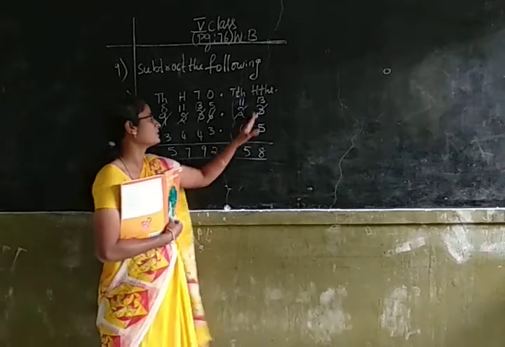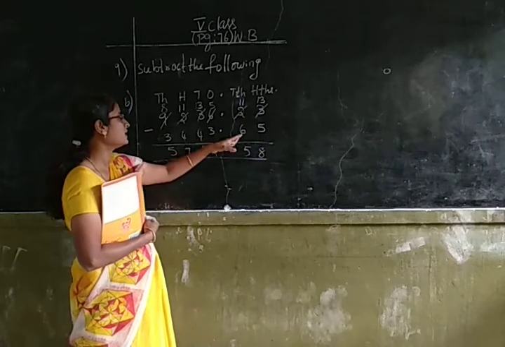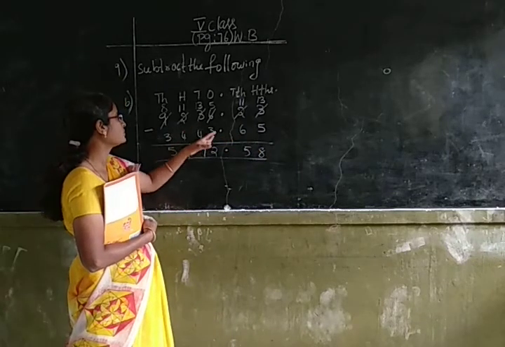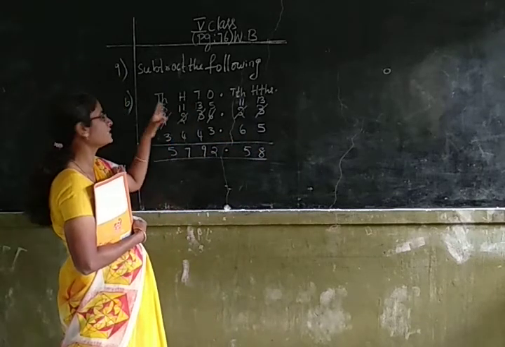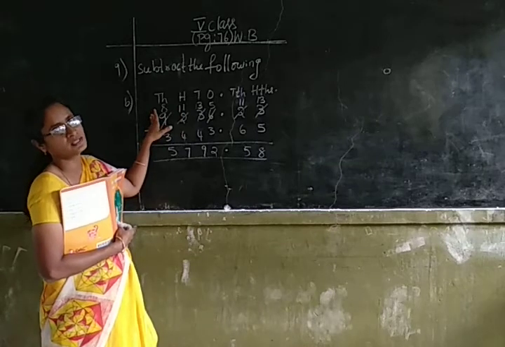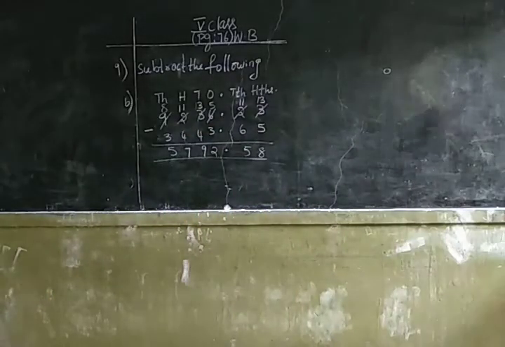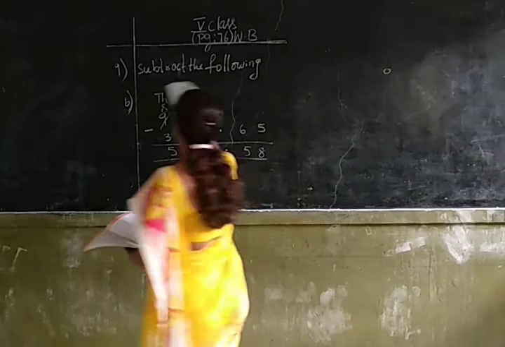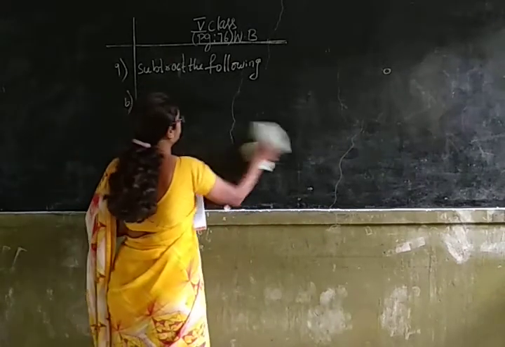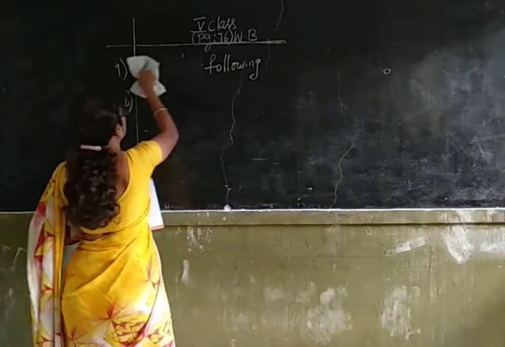First you have to subtract the digits in hundreds place, then in tens place, then in ones place, tens place, hundreds place, and in the last you have to subtract the digits in thousands place. Okay, children? You all have to do the C sum for homework. Now let us do the 10th sum.